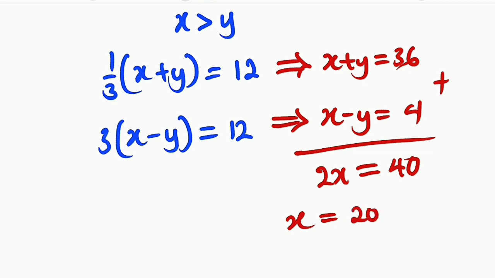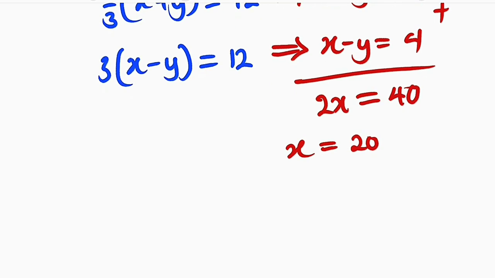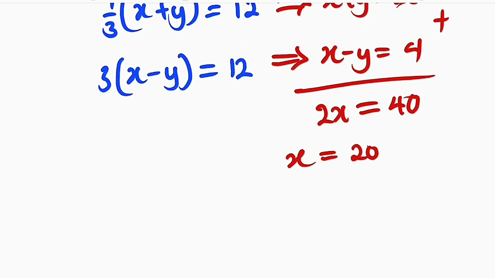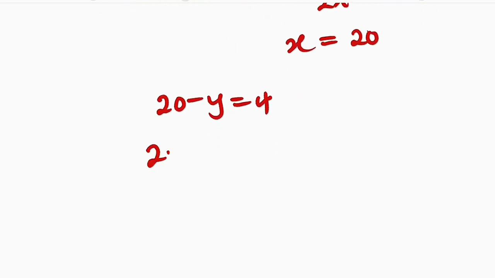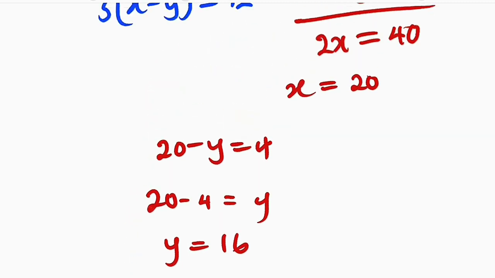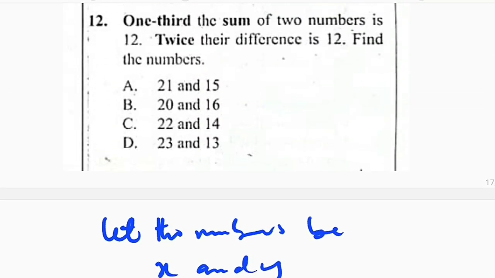And how can we find the other value, which is Y? We can plug in X equal to 20 here. We are dealing with objectives. This is why I'm doing rough work. So 20 minus Y is equal to 4. Therefore, 20 minus 4 is equal to Y, and Y finally equal to 16. So you can see that X is equal to 20, while Y is equal to 16. So the two values are 20 and 16. Let us find out.